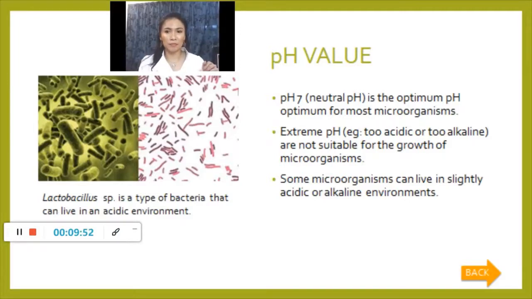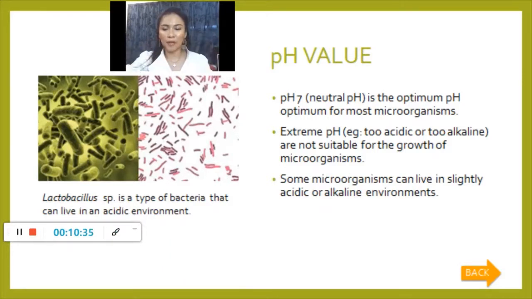Extreme pH, for example, too acidic or too alkaline. I hope you know that too acidic means less than 7, way less than 7, somewhere the pH value near to 1 until 3. Then too alkaline means the pH value more than 10. Extreme pH are not suitable for the growth of microorganism. But some microorganism can live in a slightly acidic or alkaline environment. So this is our revision part for this section.